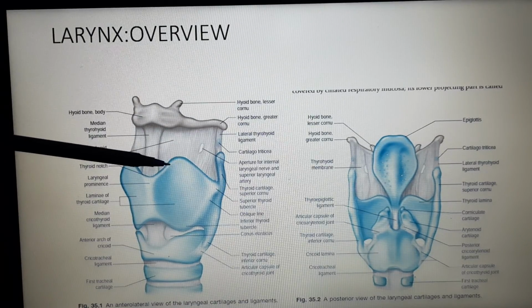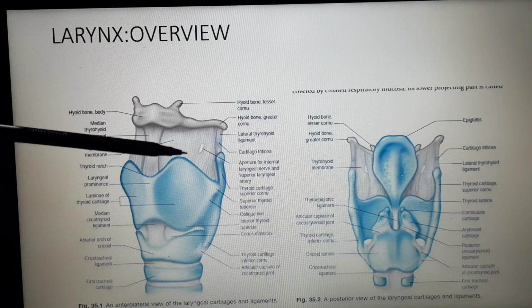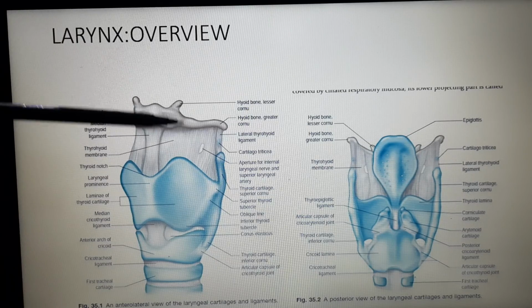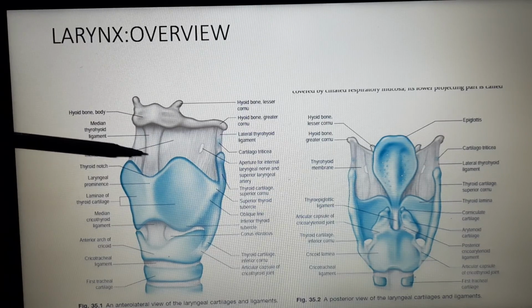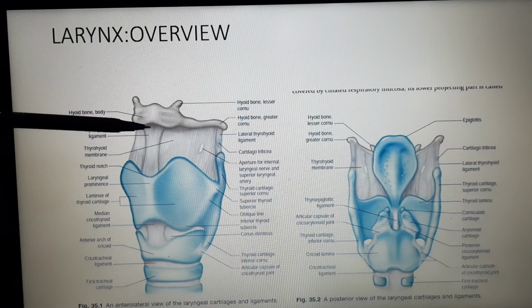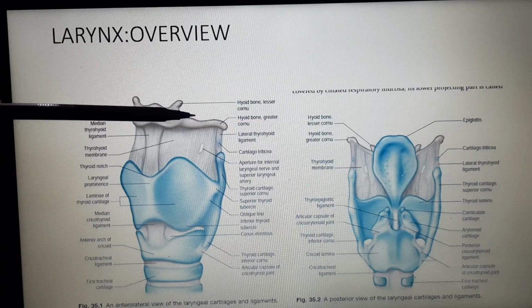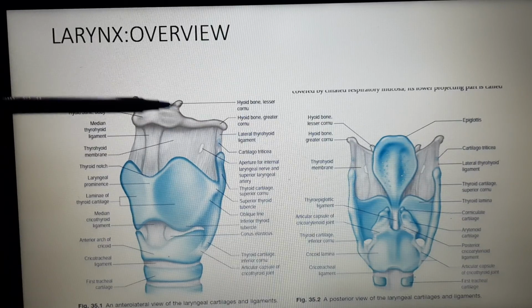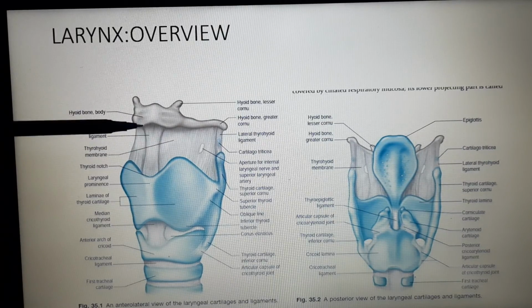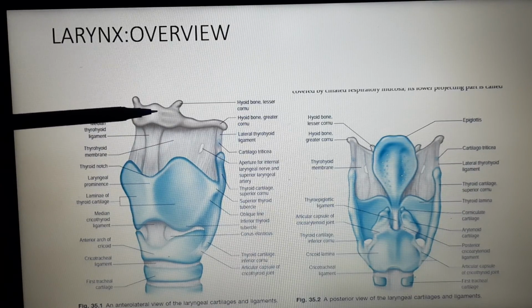Between the hyoid bone and the upper border of the thyroid cartilage there is a membrane. This is known as the thyrohyoid membrane. The lower attachment of this membrane is the upper border of the thyroid cartilage, and the upper attachment is the upper border of the hyoid bone and the medial border of the greater horn of the hyoid bone. So this membrane is not attached to the lower border, but it passes behind the hyoid bone and is attached to the upper border.